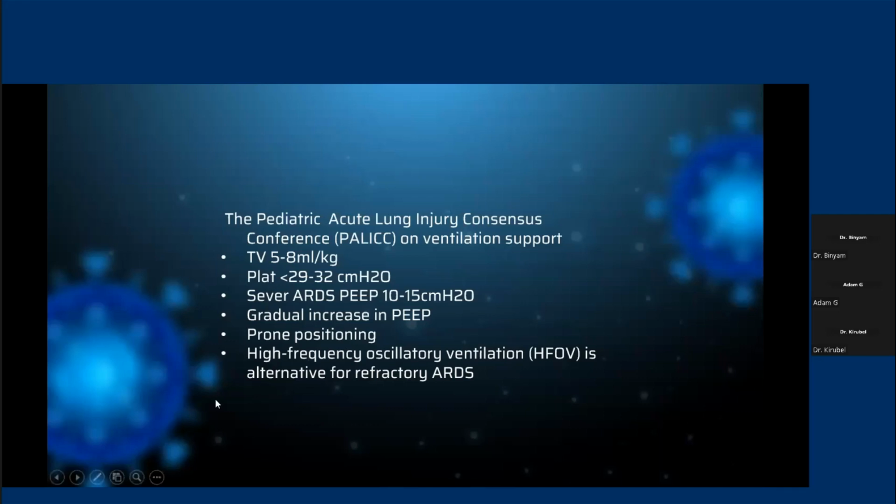In severe ARDS, you can use 10 to 15 centimeters of water PEEP as the initial setup, and you can increase the PEEP gradually. Prone positioning also has an effect in pediatric ARDS patients, and high frequency oscillatory ventilation is an alternative to standard care, but they are not the first ones, more like desperate measures.